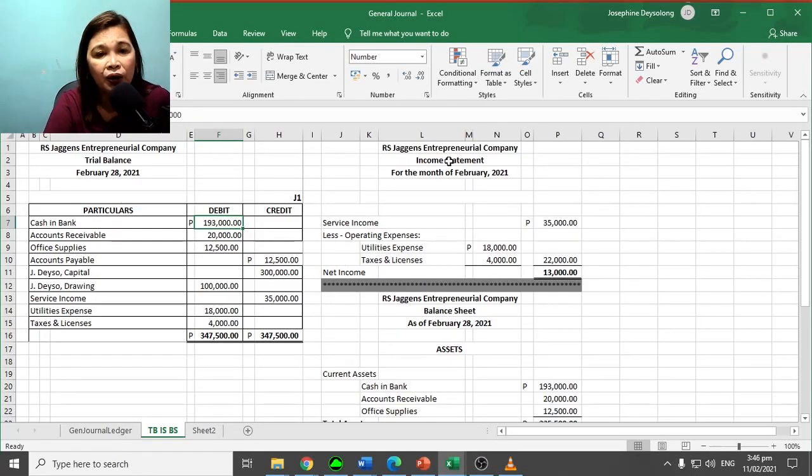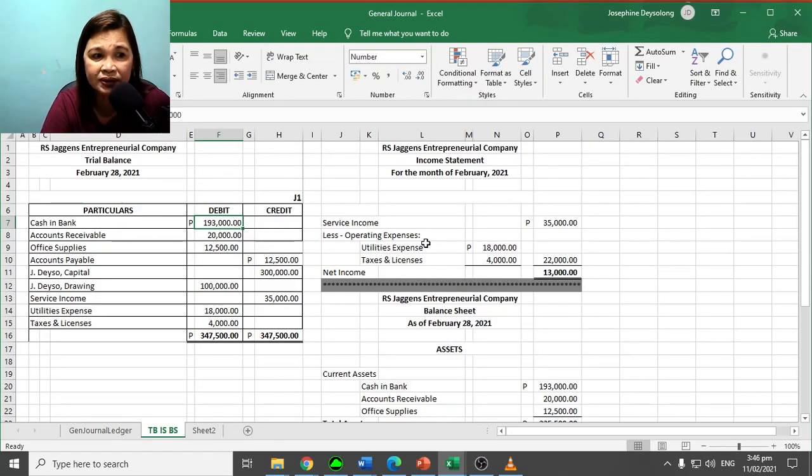By the way, if you make your income statement and balance sheet, the balances should come from the trial balance. If your trial balance is not balanced, then you cannot have a proper amount in your income statement and balance sheet. So make sure that you have a balanced trial balance. Okay, so let's start here with service income, 35,000, and this is the proper presentation.